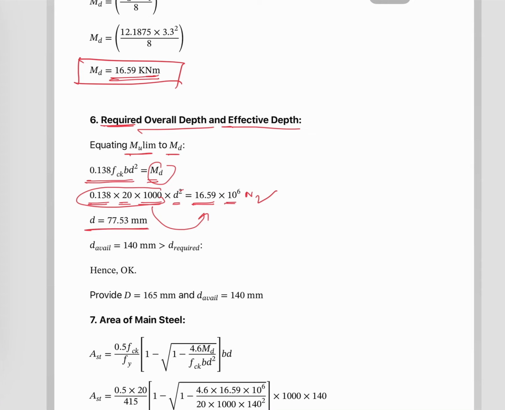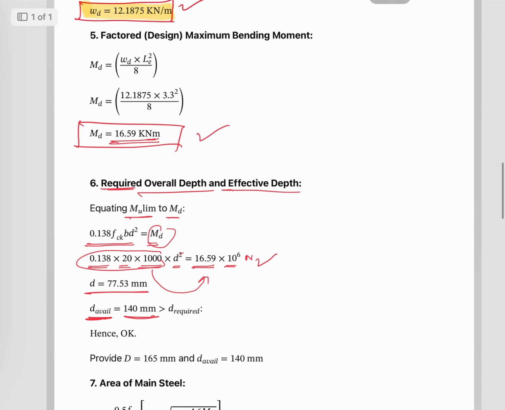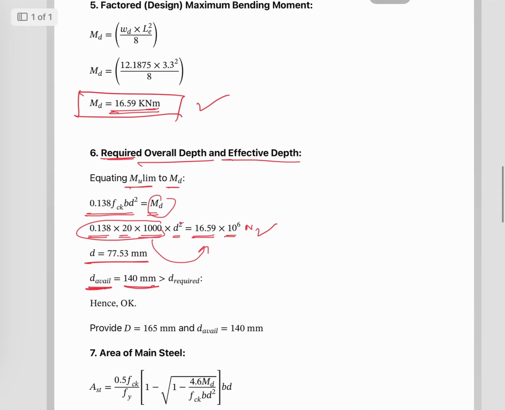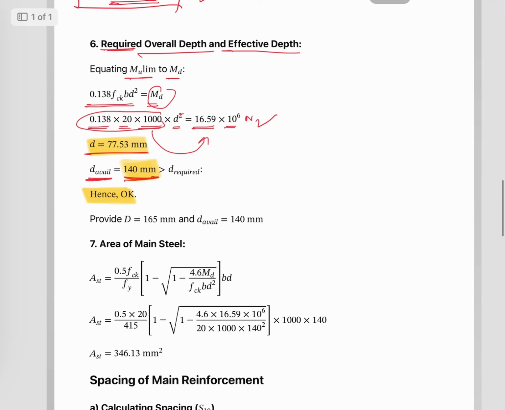What does it mean? The available depth is equal to 140. It means the factored moment we calculated is with respect to 140 mm. And what is the requirement? The requirement is 77.53, which is lesser than this 140. It means our design is okay. We are correct for the design. Whatever data you have considered is proper and correct. So we can provide the overall depth as 160 mm and the available depth as 140 mm with the clear cover, whatever the difference of all these things.